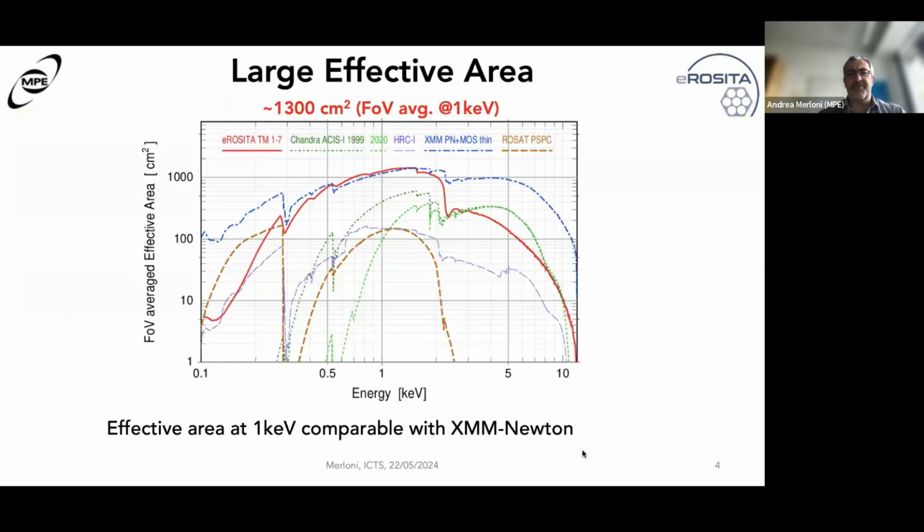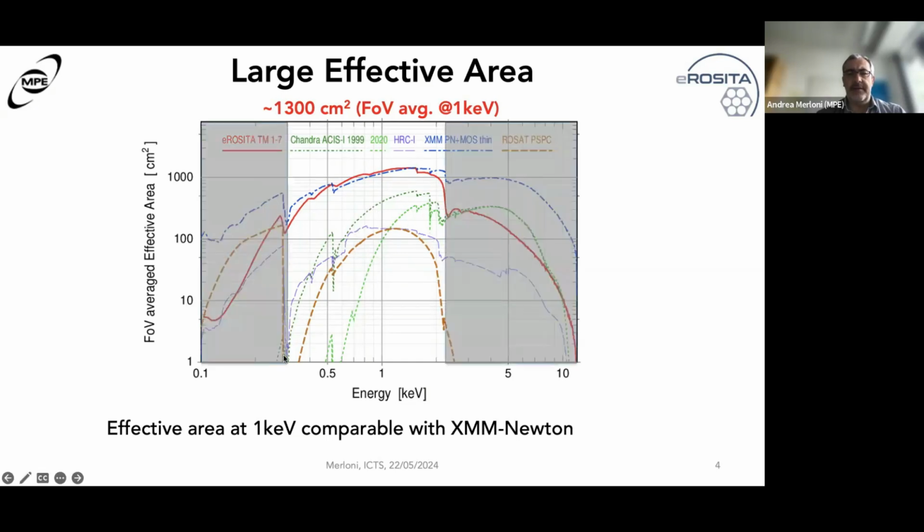This is just to hammer home the message that eROSITA is the largest X-ray telescope. This is now the field of view average effective area as a function of energy of eROSITA in red, compared to other big X-ray telescopes that are currently operating. In blue is XMM-Newton, which is the largest observatory in space right now. And then in green, for example, you have Chandra.